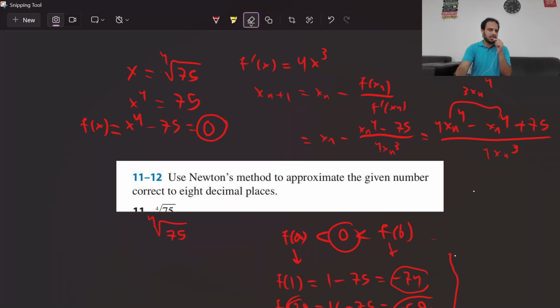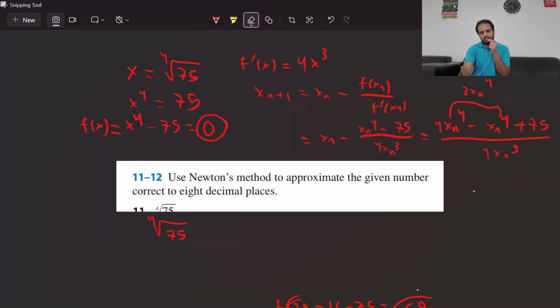Are you good with this idea? This idea is very important. I will ask about it in the quiz for Newton's method. And if you want, we can make it harder than this example to enjoy it as you like.